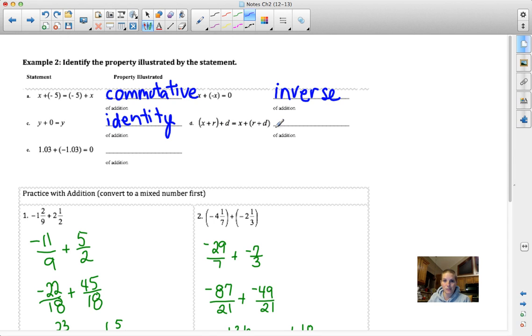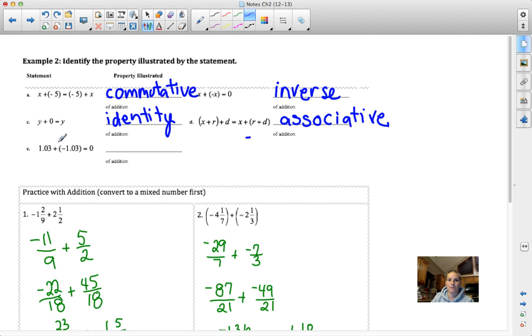the first thing you want to do is just do a visual check. Is everything in the same order? X, R, D. X, R, D. And is it all addition? Yep. Yep. Once we've answered yes to both of those, then we can start working on, did I change order or did I change a group? And in this case, we changed a group, so we know that this is really the associative property. Another case of opposites, so that this is the inverse property.